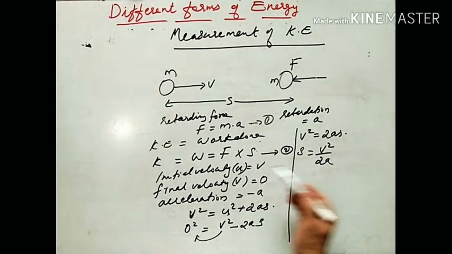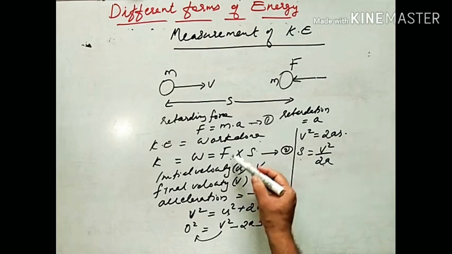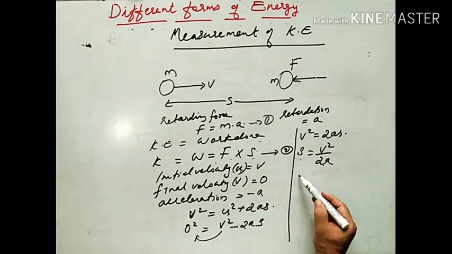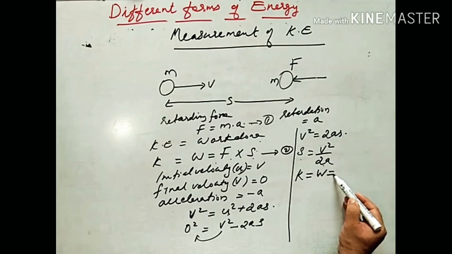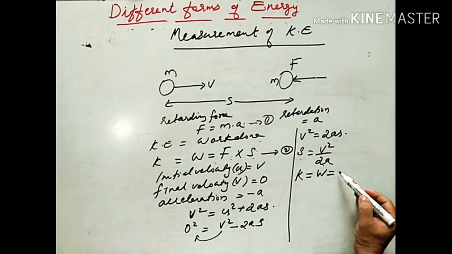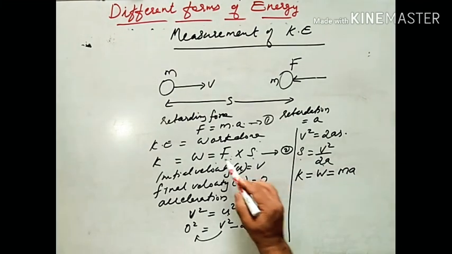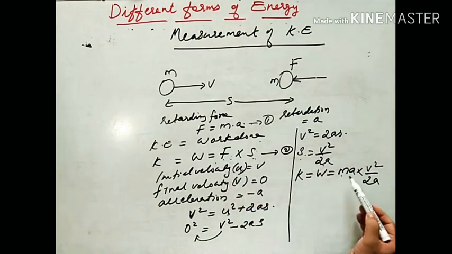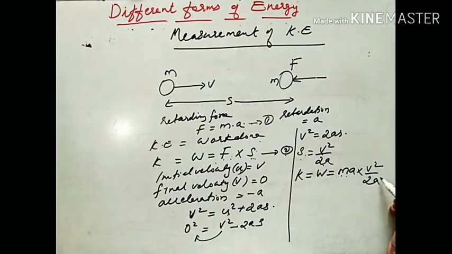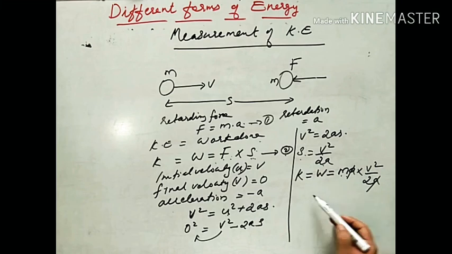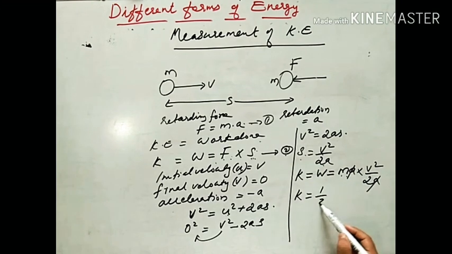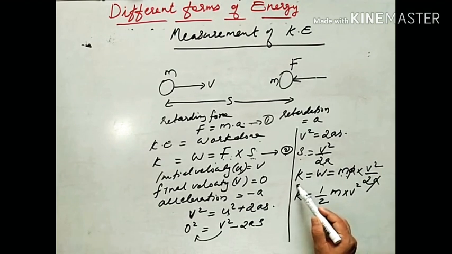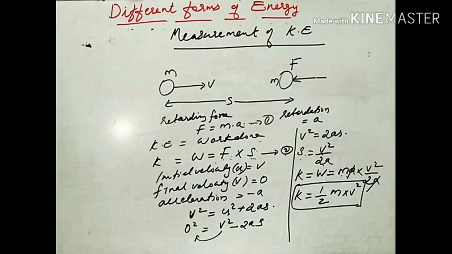Now substitute the value of s is equal to v square by 2a and F is equal to ma in equation number 2. So kinetic energy is equal to work done, that's equal to F, which is ma, into displacement, v square by 2a. Clear? Are you following? So just substitute the values. a gets cancelled. Then what is left? Kinetic energy is equal to work done, 1 by 2 mass into square of the velocity. We are getting kinetic energy K is equal to half mv squared. Very important equation.